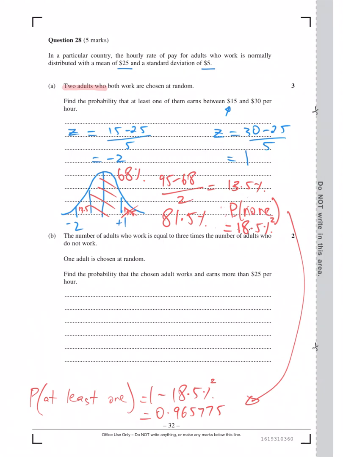My first question is, I'm going to choose an adult at random, and really what this 3 times statement here means is that out of a very large population of adults, the probability that someone works is 3 out of 4. The probability of no work is 1 out of 4.